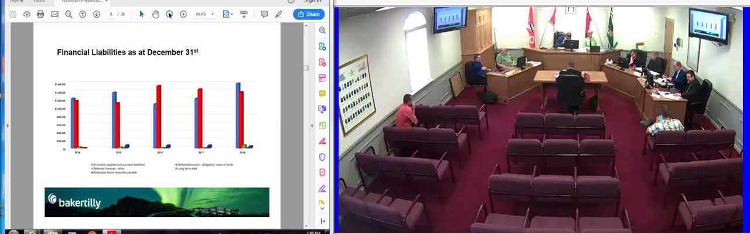And then the balance of the statement of financial position shows your non-financial assets. So these are assets that you own, that you use, and do not normally turn into cash, so that they are used for providing services. And as you can see, the value of your tangible capital assets did go up from the previous year. So your additions were higher than your amortization on those.